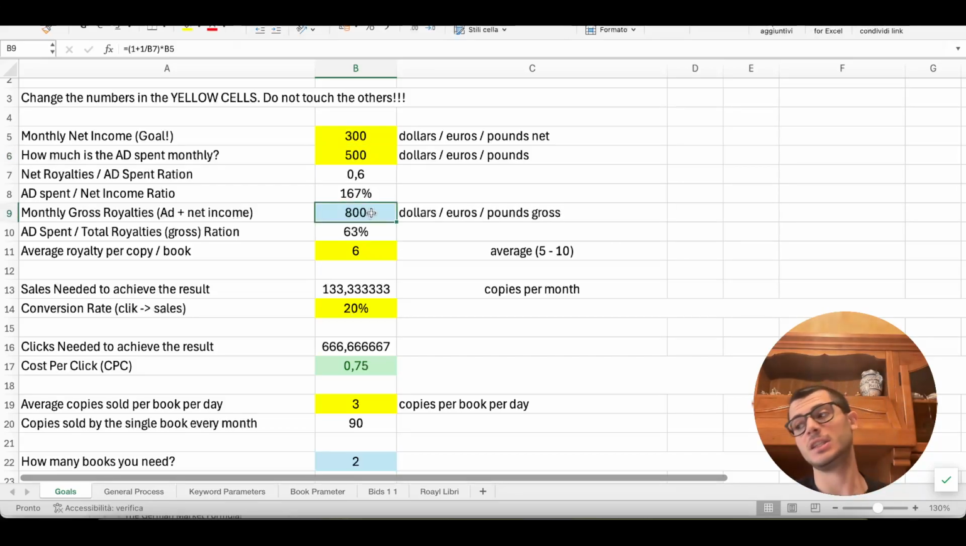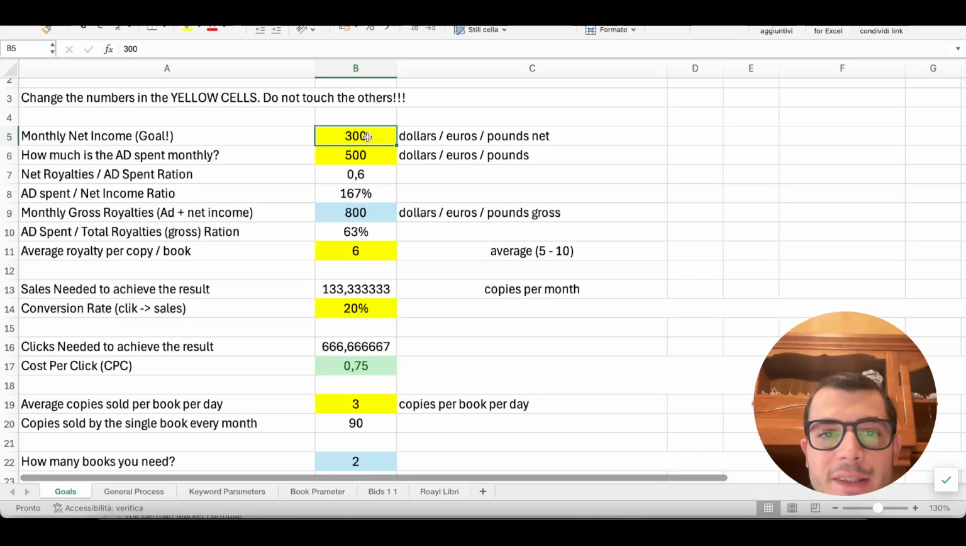And consider this: if you are in a country where you can deduct all the costs, you will not pay taxes on the 800 but only on the 300. That is okay. But if you are in a country where you pay based on what you earn gross, this is a problem, and actually you will pay so much in taxes that it will delete this profit.